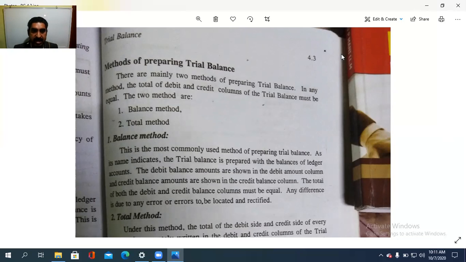As its name indicates, trial balance is prepared with the balances of ledger accounts that you are aware of. Debit balance amounts are shown in the debit amount column and credit balance amounts are shown in the credit balance column. The total of both the debit and credit balance must be equal. Any difference is due to an error or errors that are to be located and also rectified from our part. അപ്പൊ അങ്ങനെ കണ്ടുപിടിക്കാൻ പറ്റും. അതായത് ഡെബിറ്റ് സൈഡ് ഐറ്റംസ് ഡെബിറ്റ് സൈഡിലും ക്രെഡിറ്റ് സൈഡ് ഐറ്റംസ് ക്രെഡിറ്റ് സൈഡിലും take the total. Then if it is matching, then not a problem. If not, we need to rectify that error. That is the balance method.